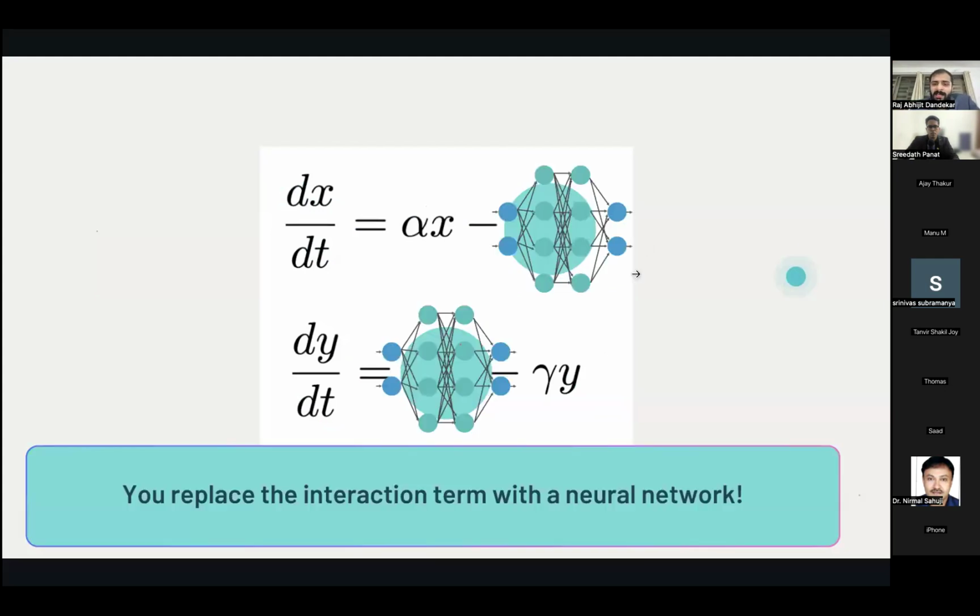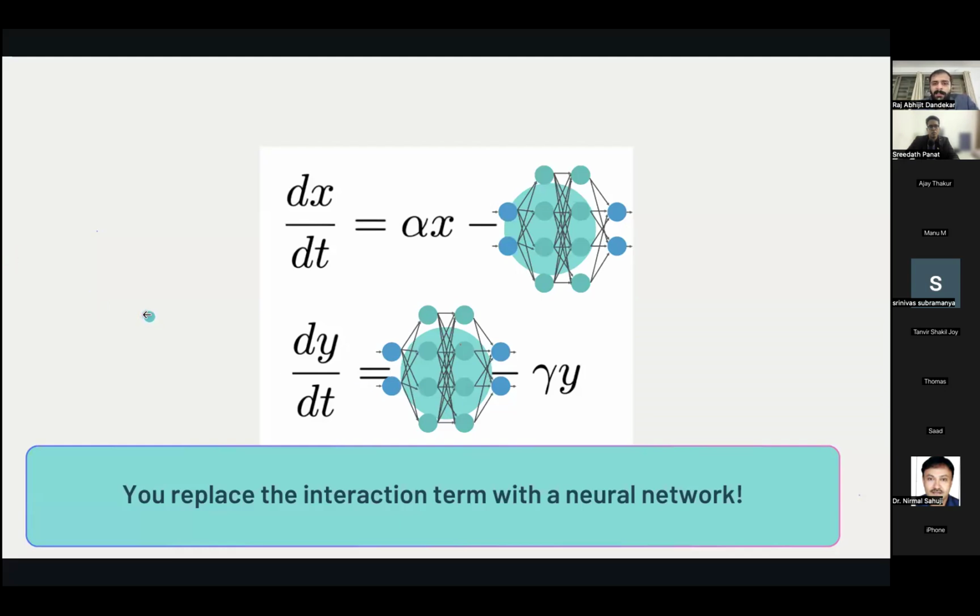What you do then is replace these interaction terms with neural networks. Why can we do this? Because neural networks are function approximators. In fact, neural networks are universal function approximators, which means that if we have enough neurons and enough layers, a neural network can represent or approximate any complicated function out there.